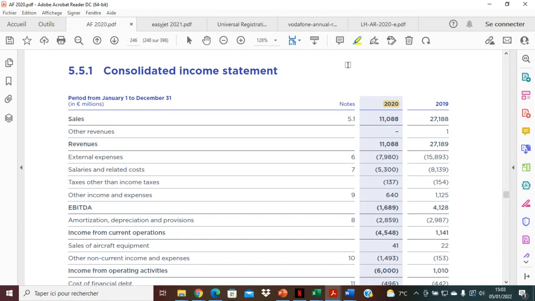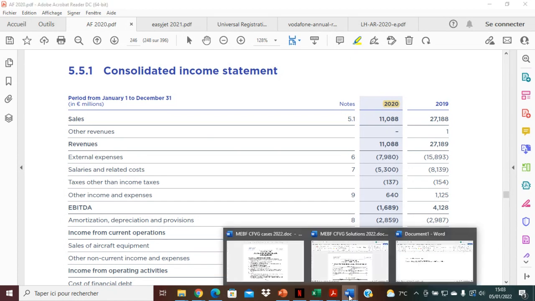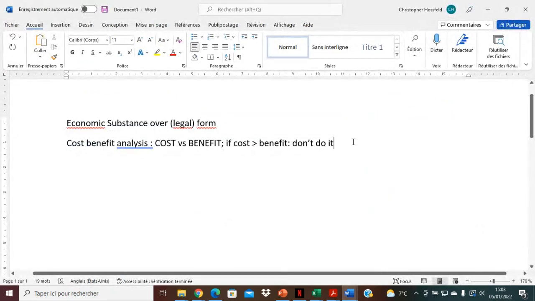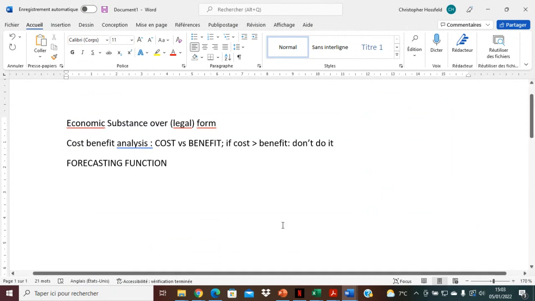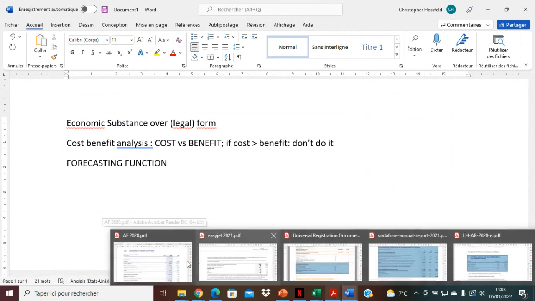It's more to have a basis to do forecast, because actually the most important function of financial statements is the forecasting function. Okay? I look at the past in order to be able to make a forecast. And the better, the more accurate my forecast is, the better will be my investment decisions. And hopefully I can make money.